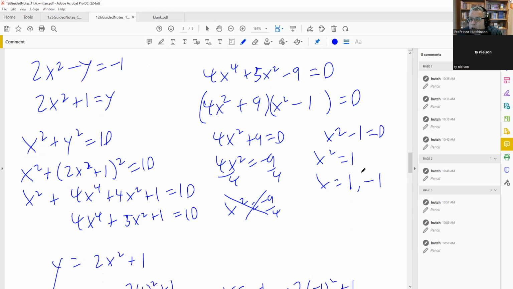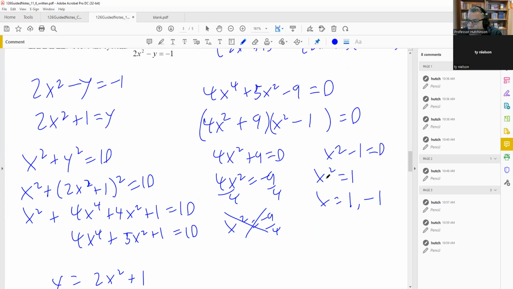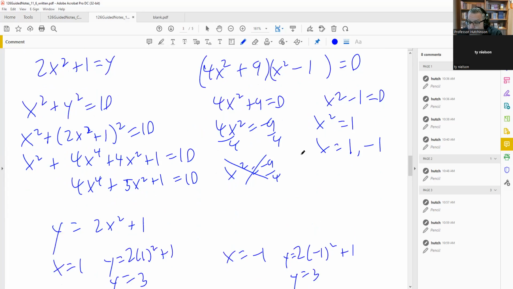But I just wanted to show you an alternative way of doing it by plugging something in. But then if you're doing that, you do have to deal with the higher powers and you have to deal with a little bit more factoring. But both ways have their pluses and minuses, I suppose. Either way, you're going to get the same answer, (1, 3) and (-1, 3). So it's kind of your choice which method you want to use.